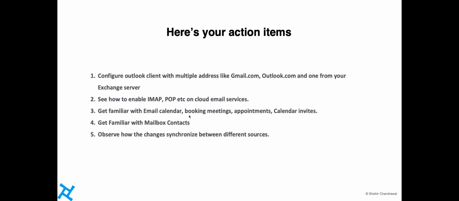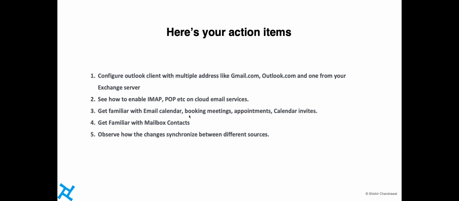And as far as your lab items are concerned, configure the Outlook client with multiple addresses like Gmail and Outlook, and maybe one from your Exchange server. Get familiar with how to configure IMAP and POP settings. Maybe you can configure your Gmail with your POP connection as well. Just Google the URLs for IMAP and POP. See how to enable IMAP and POP in cloud-based services. Remember, I went into the settings of my Gmail and I showed you IMAP was enabled, POP was enabled. So look at various service providers for how to do that.